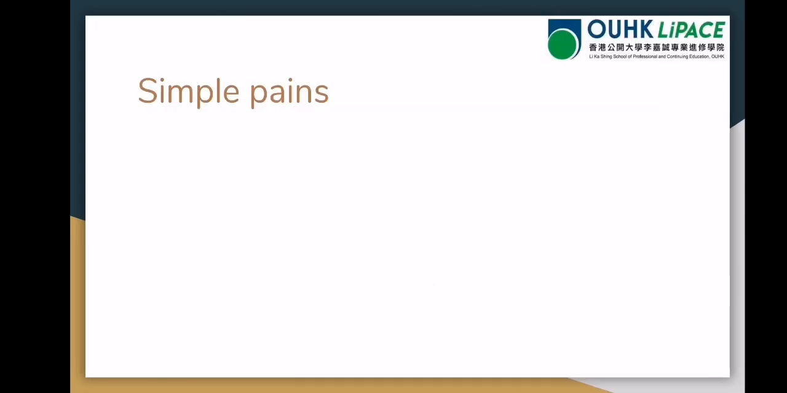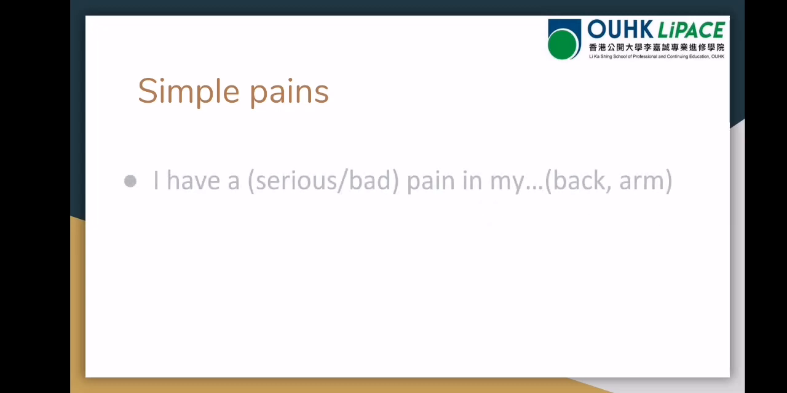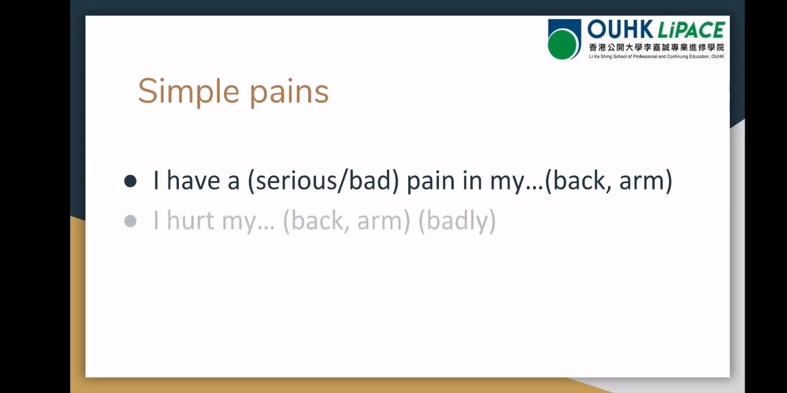So I'm going to give you examples of some simple pains. You can add in as much detail or as little detail as you want, and you can use any of the words in the previous slide, any of the body parts. They all fit in well to these templates. So you could say, I have a pain in my back or arm. You can say serious pain, bad pain, minor pain, whatever you want. You can also say, I hurt my back. Again, you can be more specific and say, I hurt my back badly, or you can say how you hurt it. You can say, I hurt my back riding a bike.